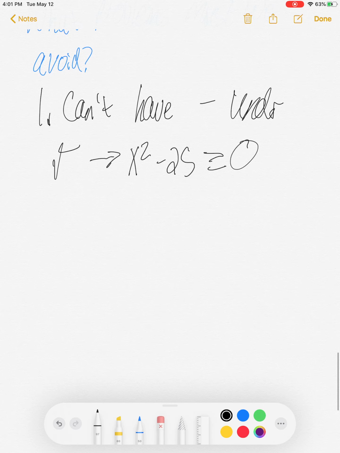So we know that x squared minus 25 must be greater than or equal to 0. Well, this is the same as saying x squared must be greater than or equal to 25, just by adding this 25 over to both sides.